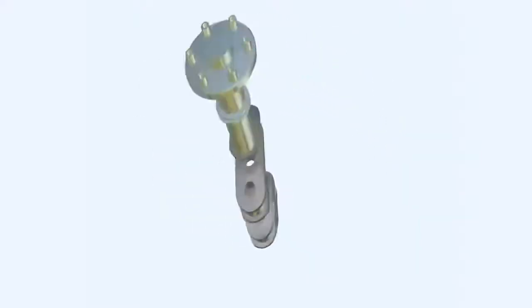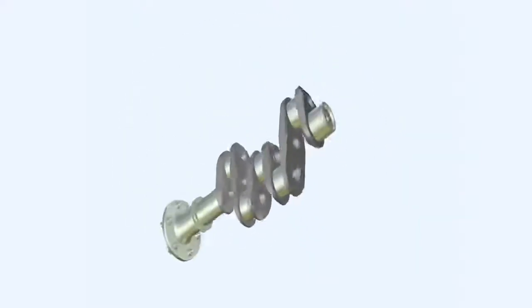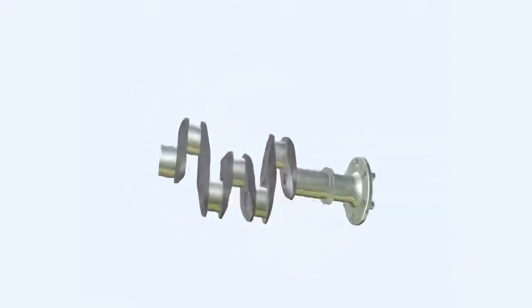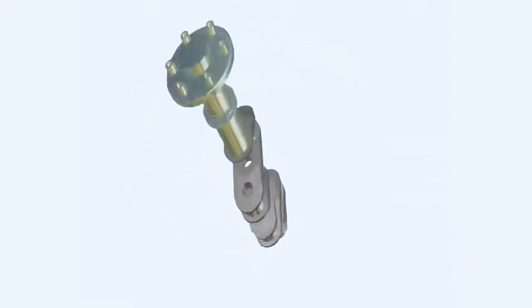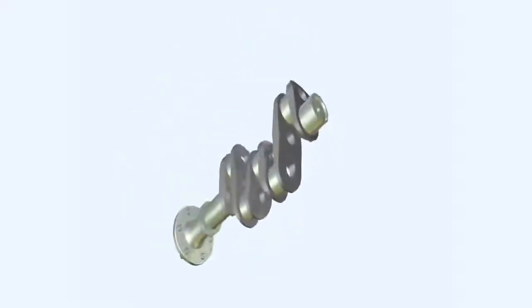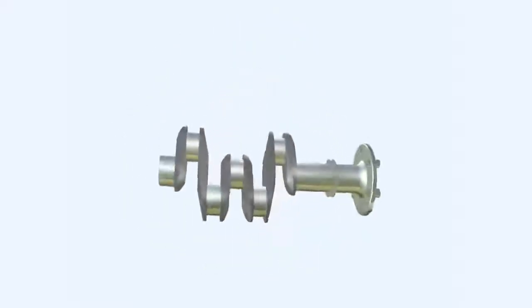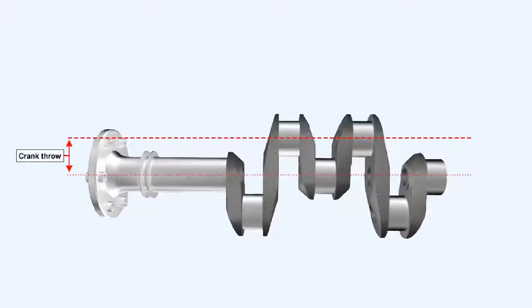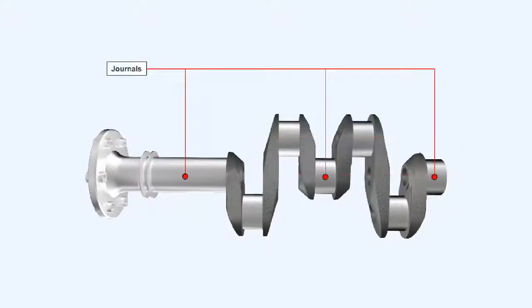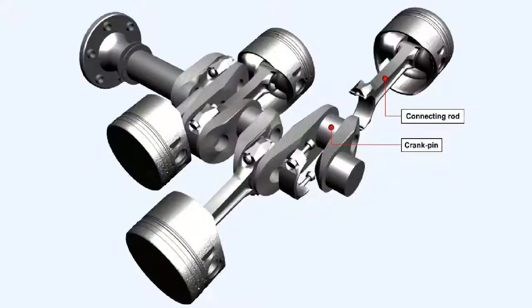The crankshaft converts the reciprocating or linear motion of the pistons into rotary motion, and transmits torque to the propeller, and also provides the drive for accessories. The offset crank throw determines the piston stroke. The journals, the main part of the shaft, are supported by the main bearings in the crankcase. The pistons are attached by the connecting rods to the crank pin.